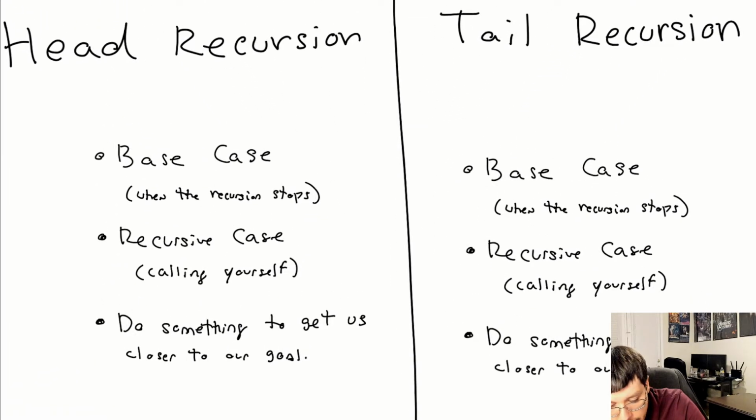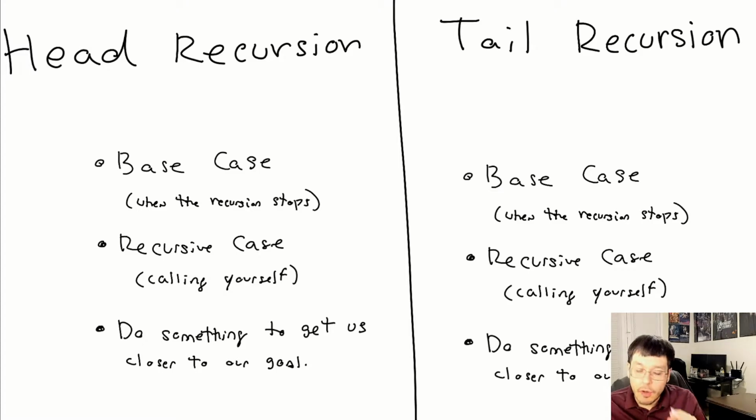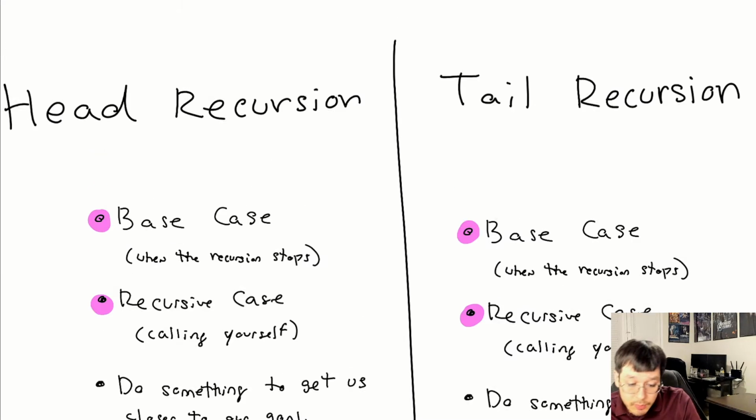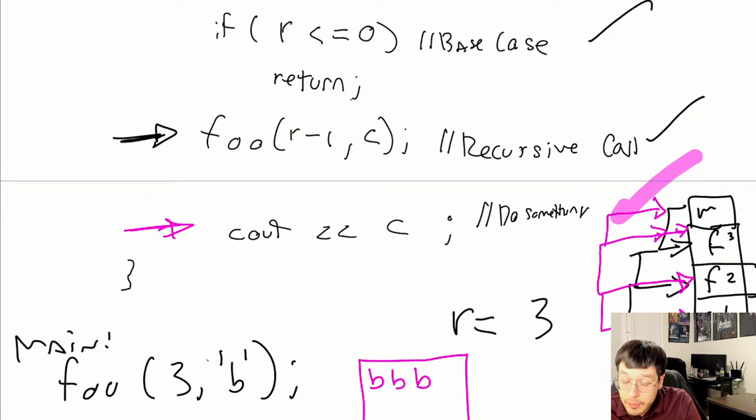When it comes to head and tail recursion, you're still always going to have the base case before the recursive case. That is definitely a must, regardless, because otherwise you're going to go infinite, which is not good. But where it matters is where your do something is placed. In the case of head recursion, you first go as deep as you can in the recursion, and then on the way out, that's when you do your progress. That's like the example that we just did, where we have the cout after the recursive call.